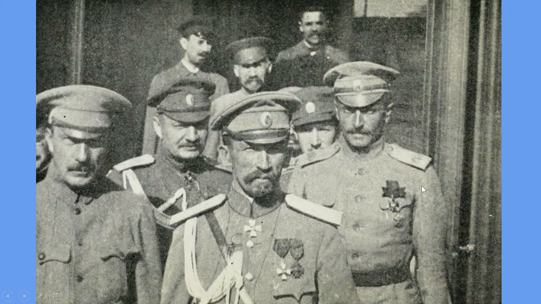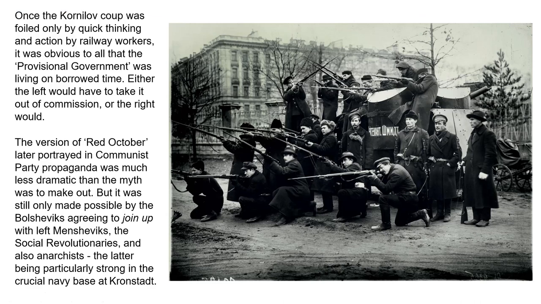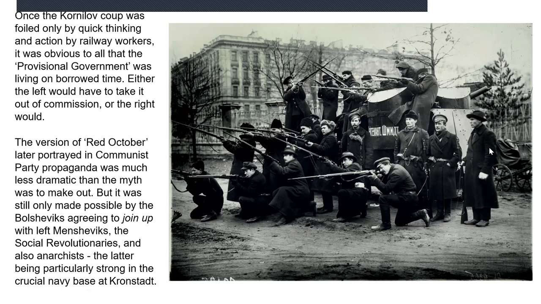Next slide. But the Kornilov coup is foiled. It's foiled by the quick thinking and action of the railway workers. And this is quite interesting because it was actually railway workers who were a mixture of different parties. So you would have had Bolsheviks, Mensheviks, Socialist Revolutionary workers, and non-aligned workers, anarchist workers probably as well, all speaking different languages. So Latvians, Estonians, and Russian speakers, and they were all combined together autonomously. They weren't told to do this by Lenin or Trotsky or anybody else. Or Kerensky. They just went out and they did it.